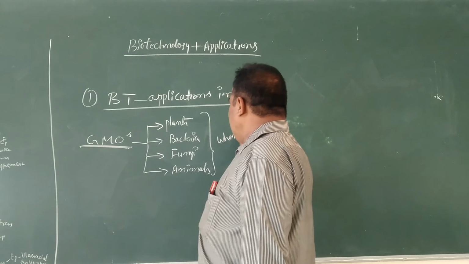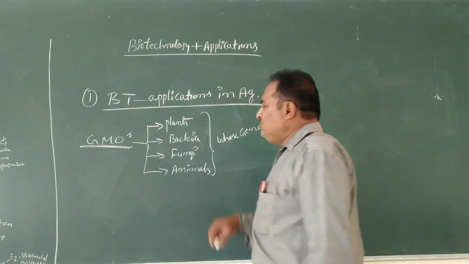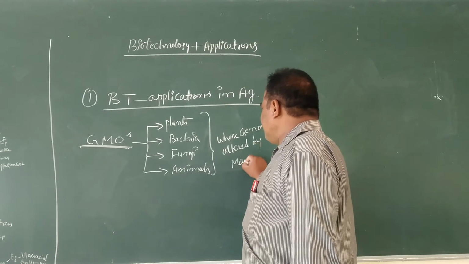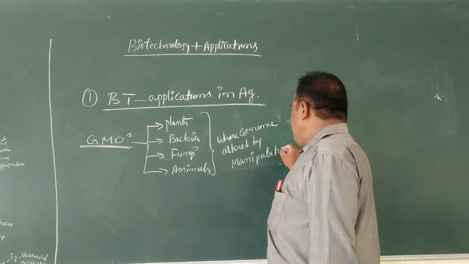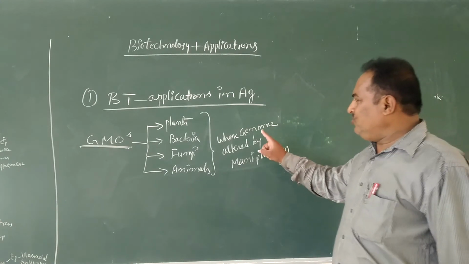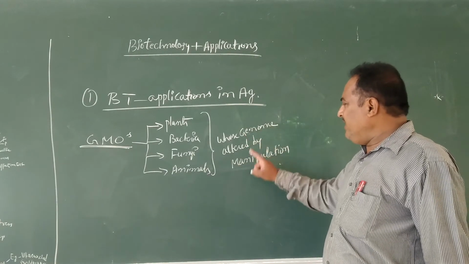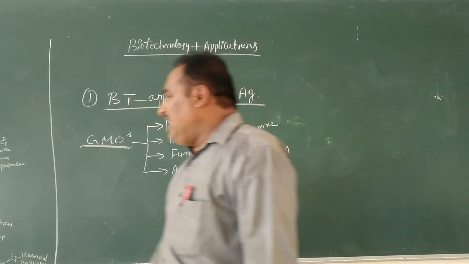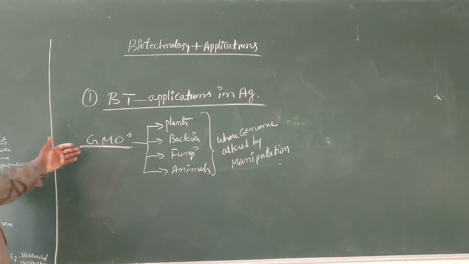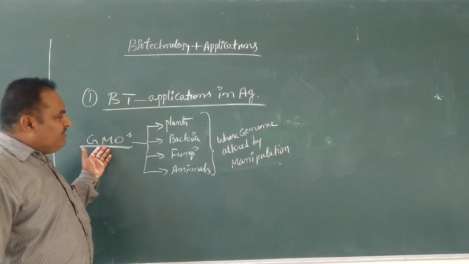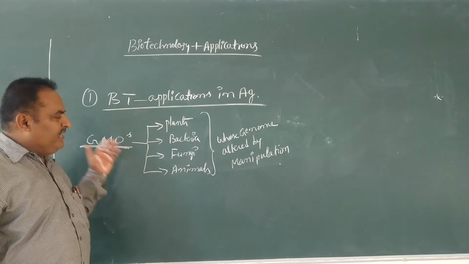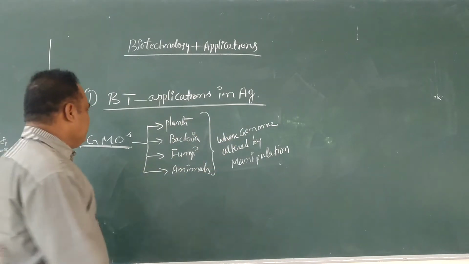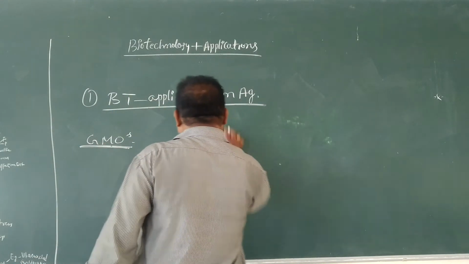whose genome is altered by manipulation. That kind of organism, whose genome is altered by manipulation, is called a genetically modified organism. These include genetically modified crop plants, bacteria, fungi, and animals, whose genome is altered by manipulation.